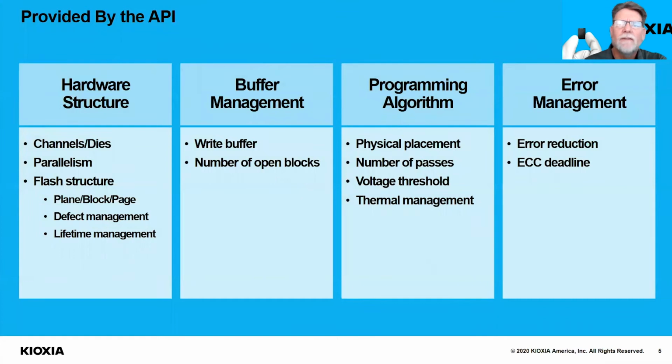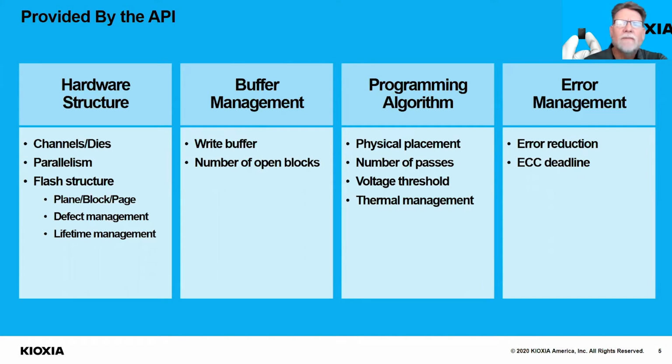In response to those requirements and required features, the software-enabled flash API covers these major areas and a few more not listed. Grouped broadly, the areas of the API are concerned with hardware structure, buffer management, programming of the media itself, and error management on the media. Not listed separately, but touching many of these areas, is latency control.